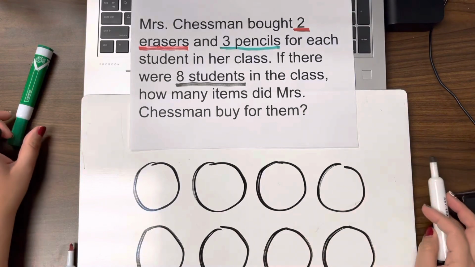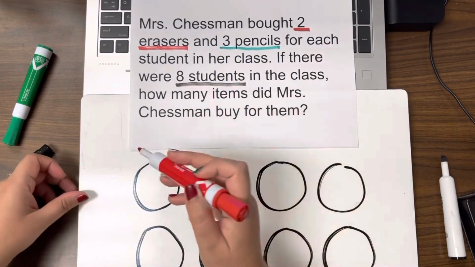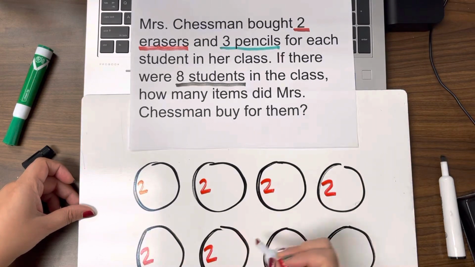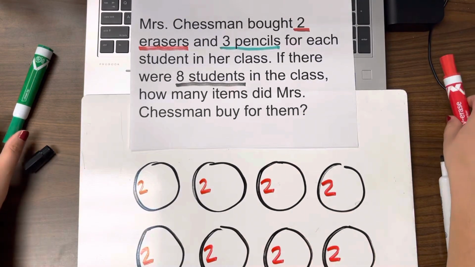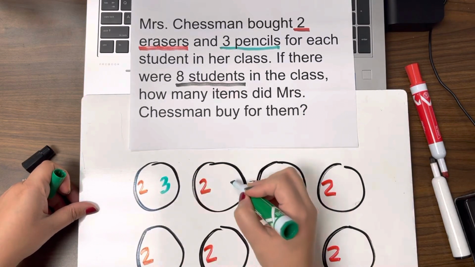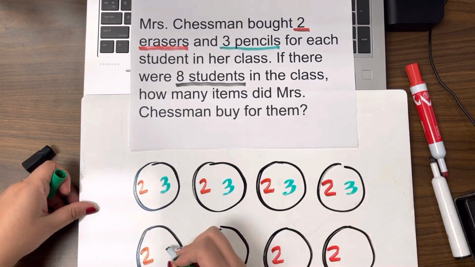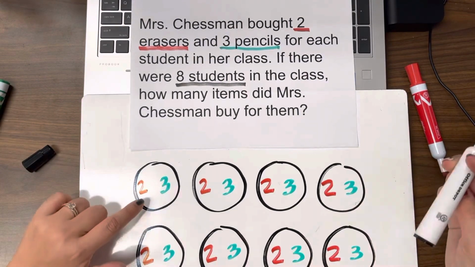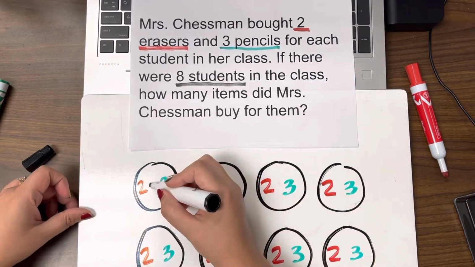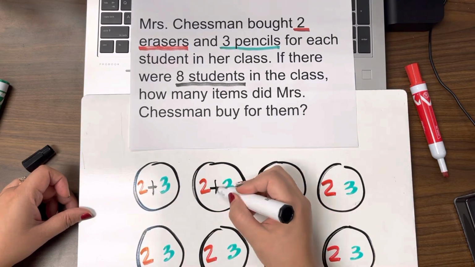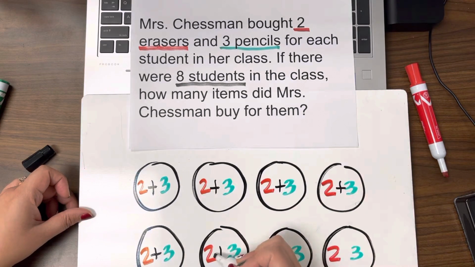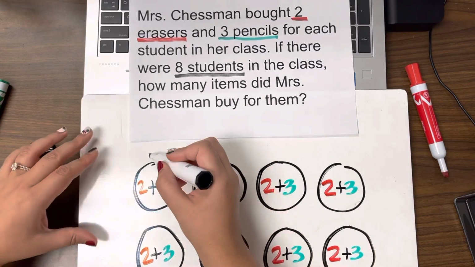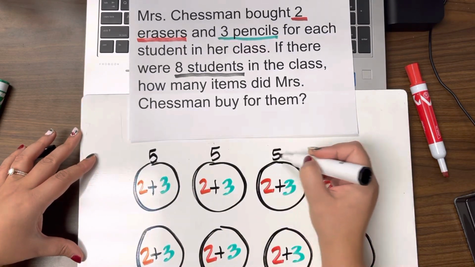Okay, so I'm going to draw the 8 kids. Okay, so I know I have 8 kids, okay? And I know that each one gets 2 erasers. So I'm gonna do 2. Okay? And they also get 3 pencils. So, what do I do to find out how much they get per student? Well, I need to add the number of erasers plus the number of pencils, okay? So I'm going to add these together, okay? So I know that 2 plus 3 is 5. So each one is going to get 5 things.